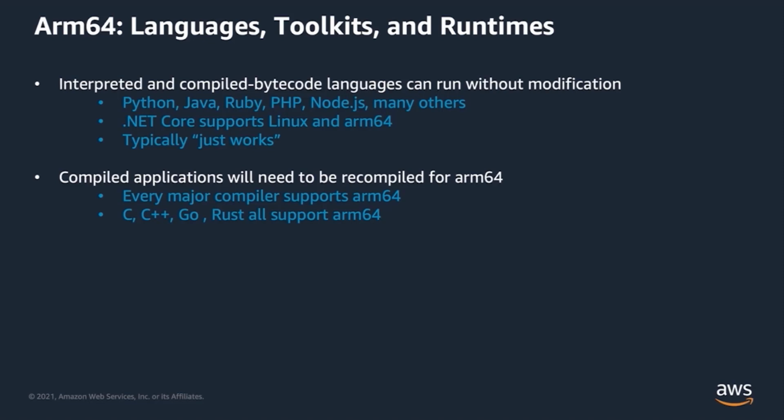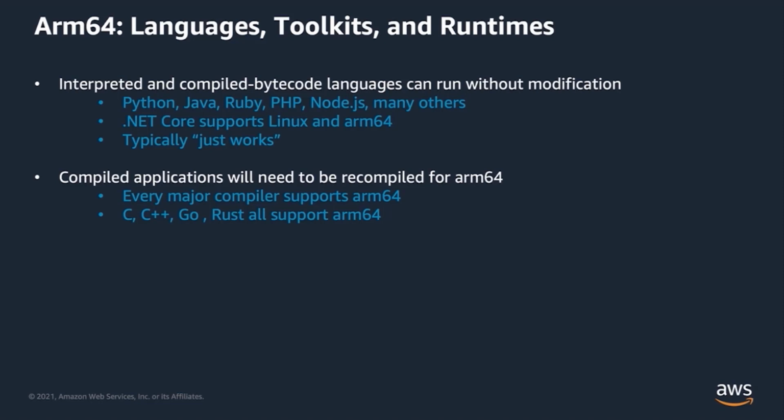Interpreted and compiled bytecode languages often just work without any modification. So Python, Java, Node.js, and others are abstracted enough to be highly portable across architectures. There are, in some cases, considerations for the specific version of the runtime you're using. For example, JDK 8 supports ARM64, but really the best performance on Graviton can be obtained using JDK 11.